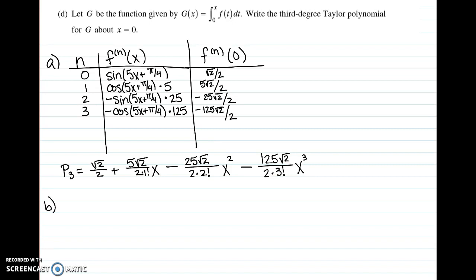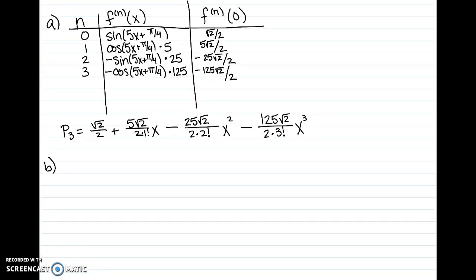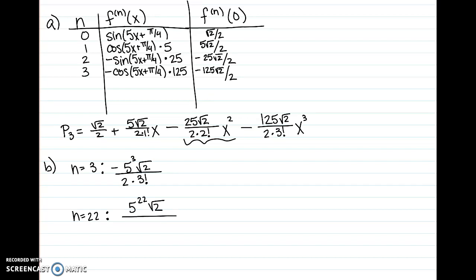Good for us. Part B says, find the coefficient of x to the 22nd. Oh my goodness gracious. Well, when we're looking for x to the second, we get 25 over square root of 2 times 2 factorial, right? When n is 3, we get 5 cubed, or 125, happens to be negative, on the square root of 2 over 2 times 3 factorial. So when n is 22, I feel like we're going to get 5 to the 22 on the square root of 2 over 2 times 22 factorial, and that is correct.